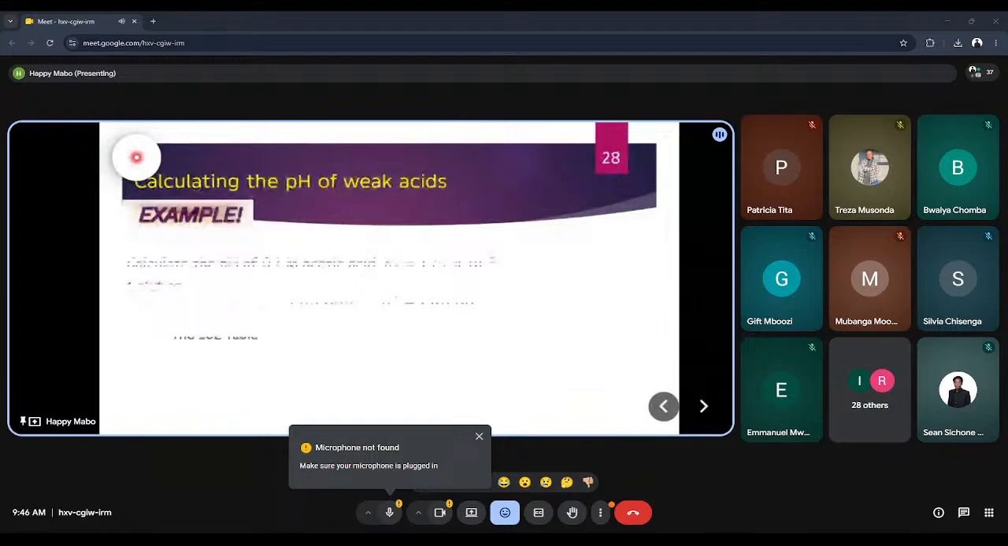Okay. So, as an example, calculate the pH of a 0.1 molar concentration of acetic acid. So here, again, that was a very good question that was asked. Someone was wondering, why would we refer to an acid?